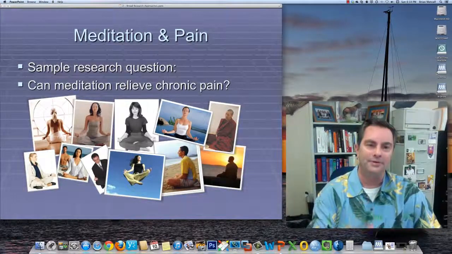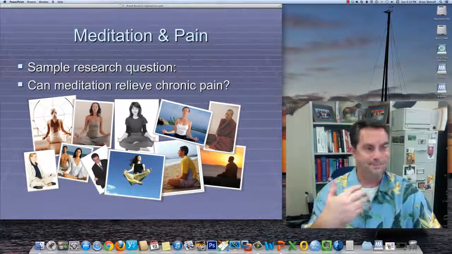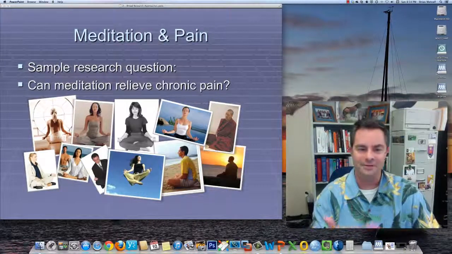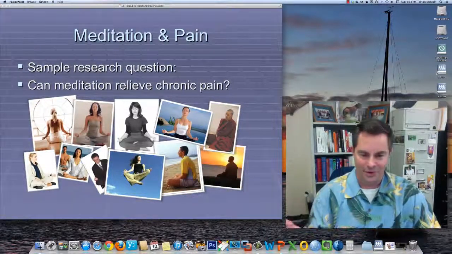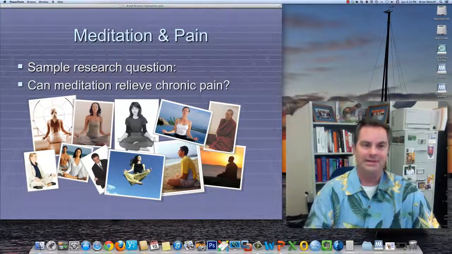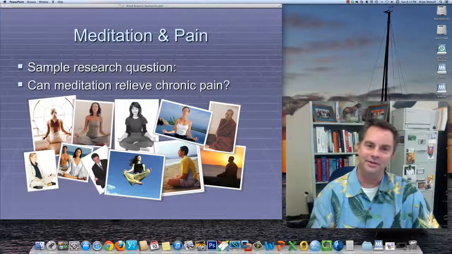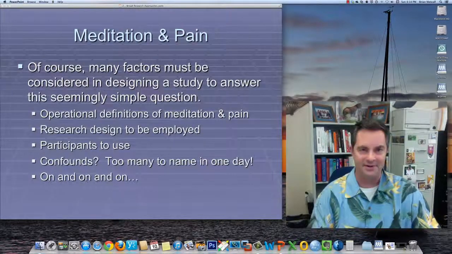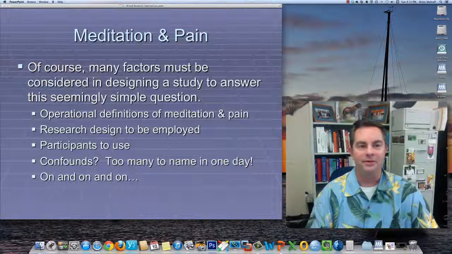Now, in a Research Methods course, you're going to learn much more about the best method to select to try to answer questions like this. I don't want to give too much away of what you're going to do in that course, but there's a lot to consider and a lot to think about. This is not quite as simple as it might sound. There are many factors that need to be considered when you're designing a study, even one with a pretty simple sounding question.